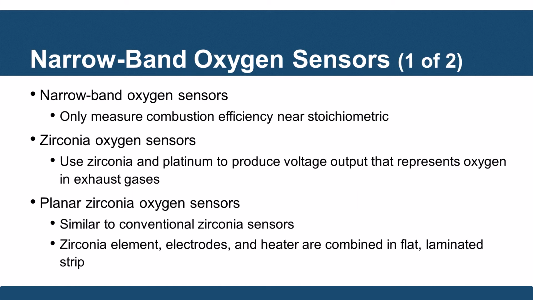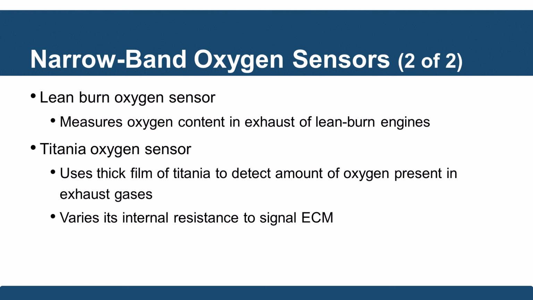Now, O2 sensors have some other variations out there. There are narrowband oxygen sensors, and those only measure combustion efficiency at a near stoichiometric ratio. You'll learn about this, but it's usually this 14.7 to 1 number. Then there are zirconia oxygen sensors, and they use zirconia and platinum to produce a voltage output that represents oxygen in the exhaust. Those are the ones we were just mentioning a bit. And then there are planar sensors.